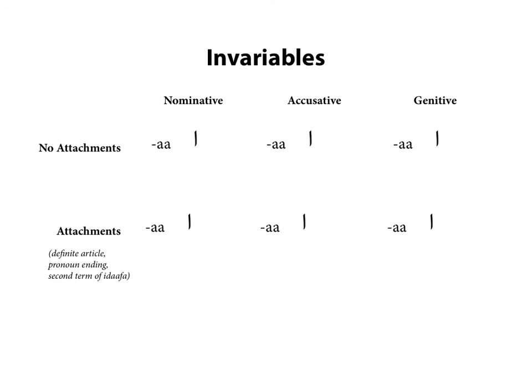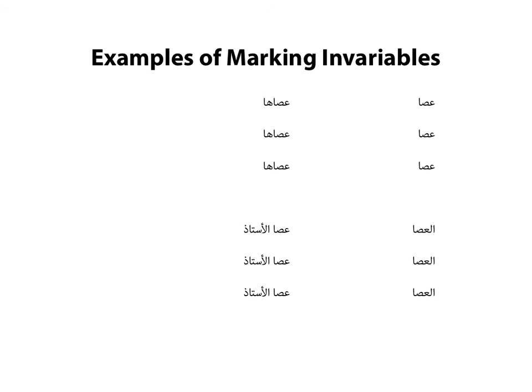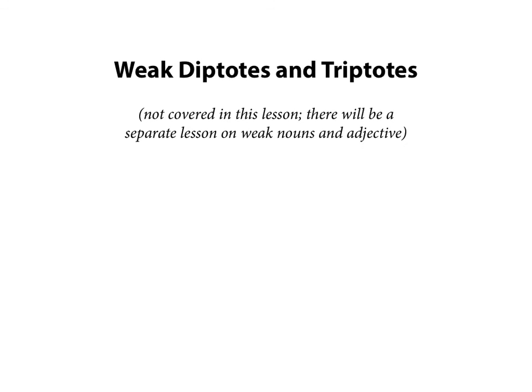Invariables are words that end in aleph with no tanween, and they never change. So no matter whether they're nominative, accusative, or genitive, or whether they have an attachment or not, they just always end in aleph. So for example, we have the word asa, which is a rod or a stick, so you get asa, al-asa, asaha, asal-ustad. The other two patterns that are not going to be covered here are the weak diptotes and the weak triptotes. That's because we need to have a whole lesson on weak nouns and adjectives, but they are similar to what we've seen so far, and they make up the rest of the word classes for the purpose of case in Arabic.